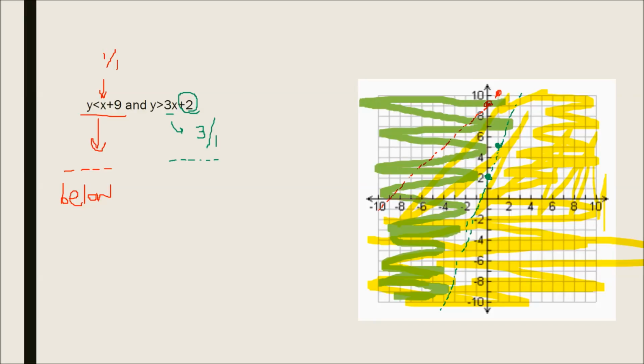Now when you look for where the solution is, I see 3 regions. There's this region up here, but this region only has the green highlighter. Then I see this region down here, but it only has yellow. I'm looking for the double coated, and that would be this region right here. Our solution would be this region right here.